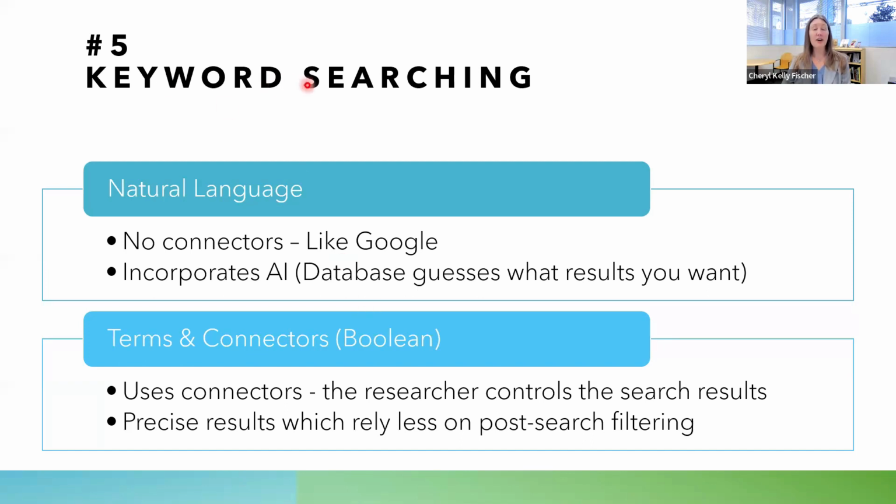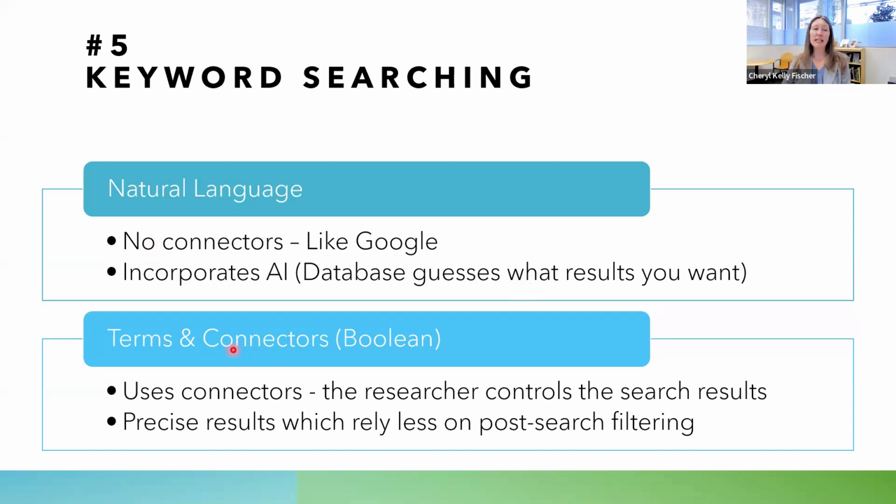Let's get into it. There are two main ways to enter keywords. You can use a natural language method or the terms and connectors method, also known as Boolean. In the natural language method, you use no connectors. You just put your words in like Google, and it incorporates AI, not generative AI, but old-fashioned AI, where the database is going to use an algorithm to guess what results you want.